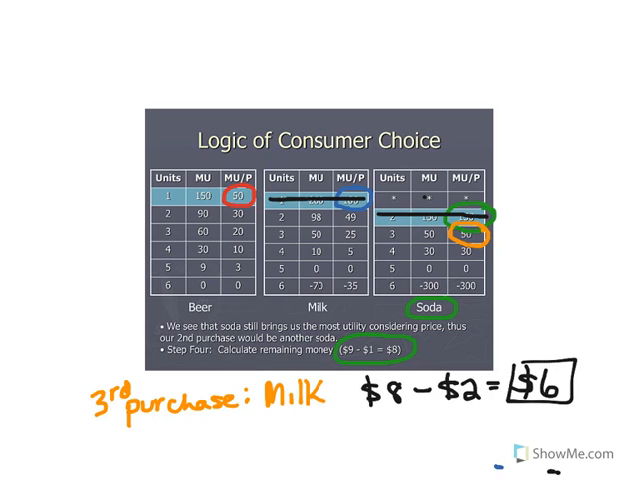And again, we would continue to spend until we have spent all of our money, going through that same exact process, identifying the amount of utility per dollar spent for each item, and then selecting the item that gives us the greatest amount of satisfaction.